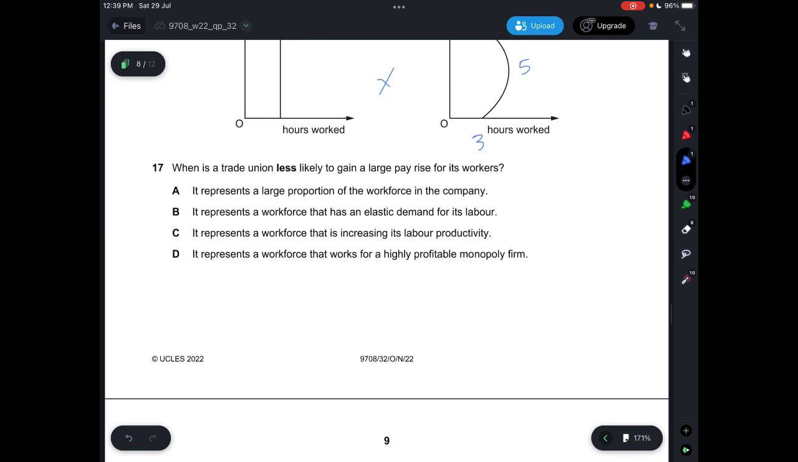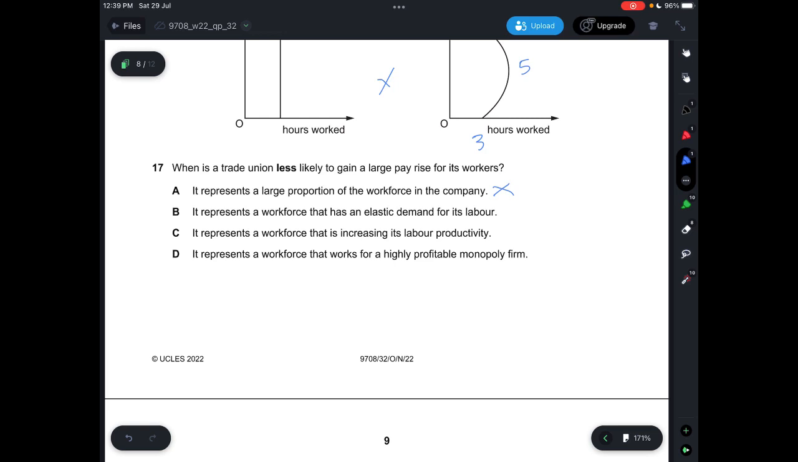Question 17, when is a trade union less likely to gain a large pay rise for its workers? A, it represents a large portion of the workforce. If it represents a large proportion of the workforce in the company, then it is actually likely to gain a pay rise. So this is not the answer.